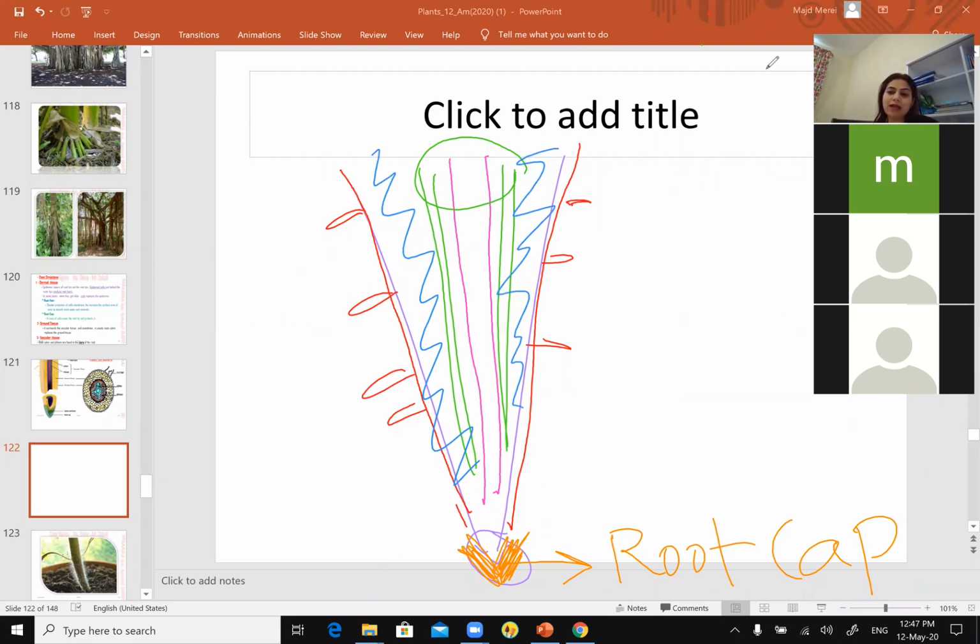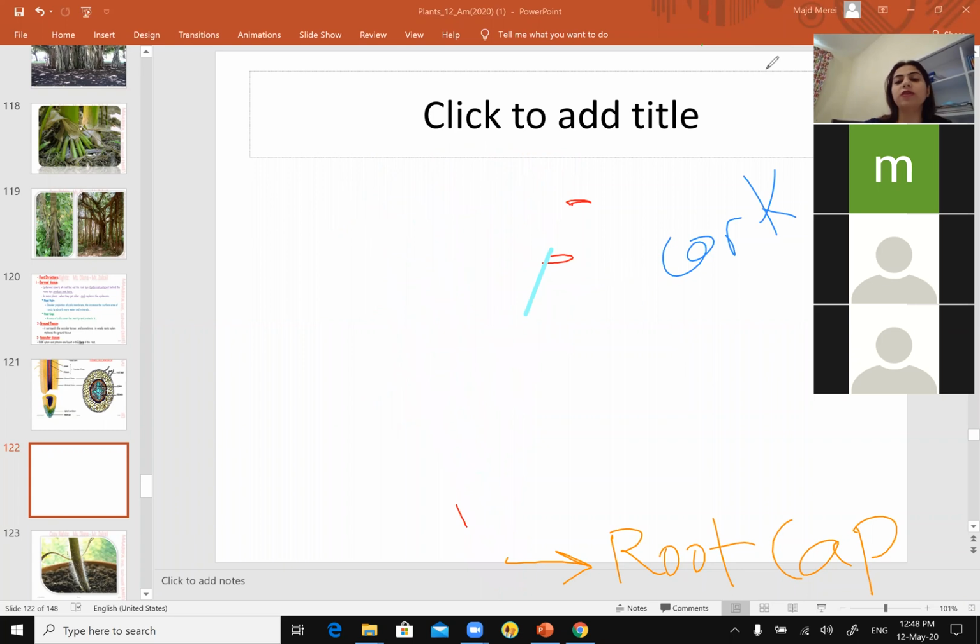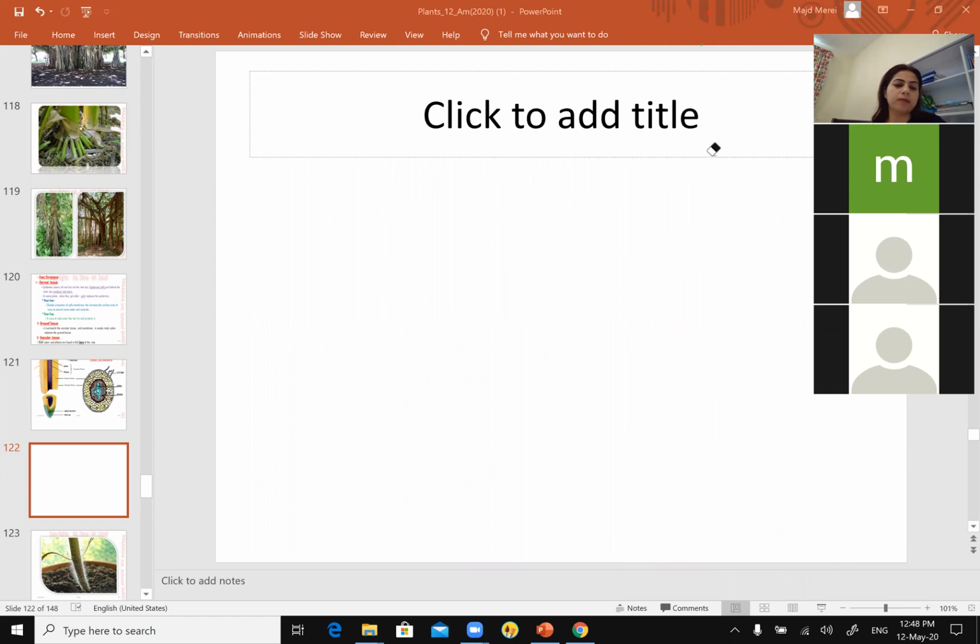In some plants, dermal tissue is replaced with cork. Can you tell me the differences between cork and dermal tissues? Dermal tissue is one layer of living cells, and cork is a thick layer of dead cells. Excellent. And how are they similar to each other? What is the function of cork and dermal tissue? Both protective tissues. Thank you very much, Amira.